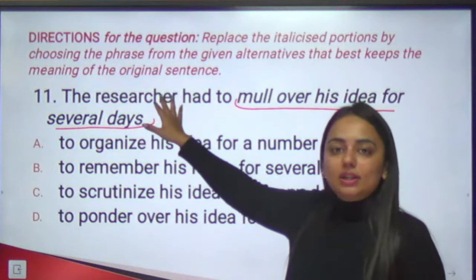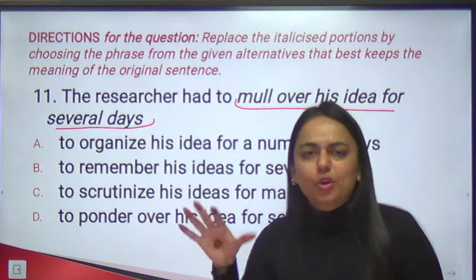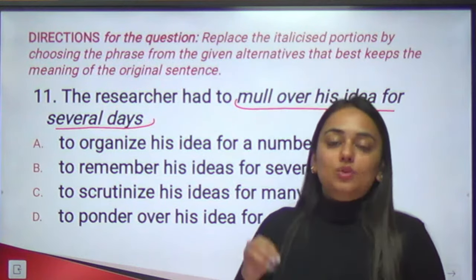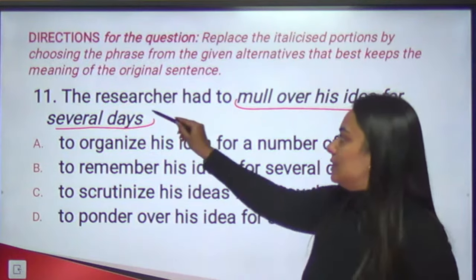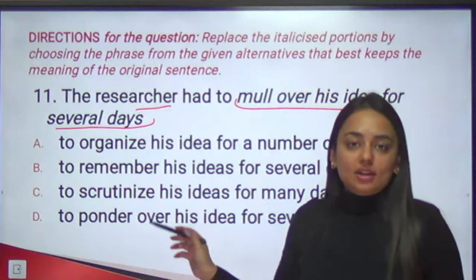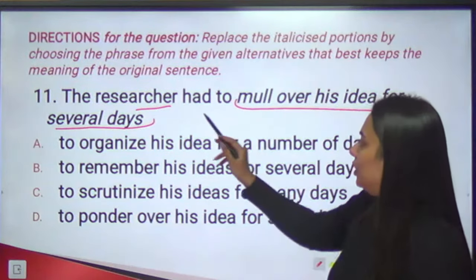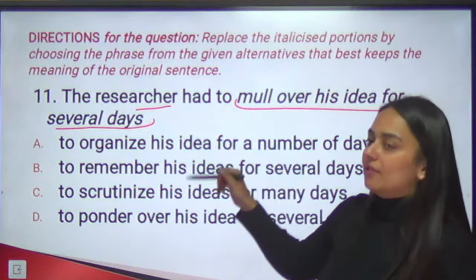So this person, the subject of the sentence, he's a researcher. Definitely he's not going to ignore certain things. He's going to think about it. He's going to work on it, anything that he's researching on. So saying that it was a researcher is proof enough that he's definitely going to work hard towards it. So the researcher had to mull over his idea for several days.